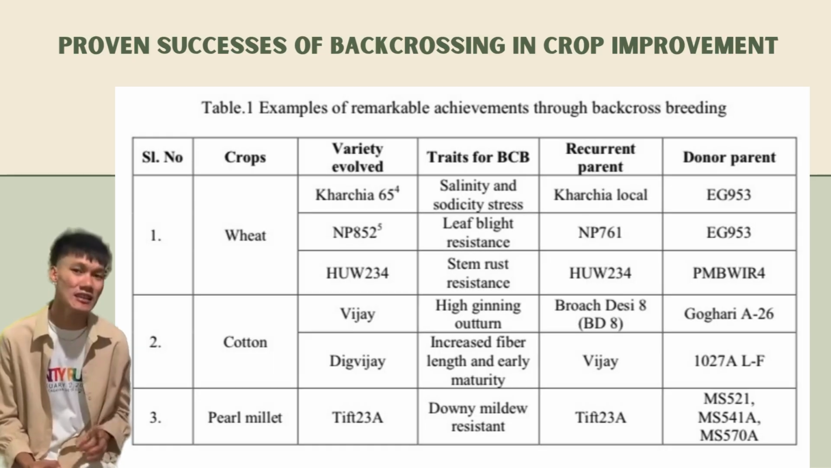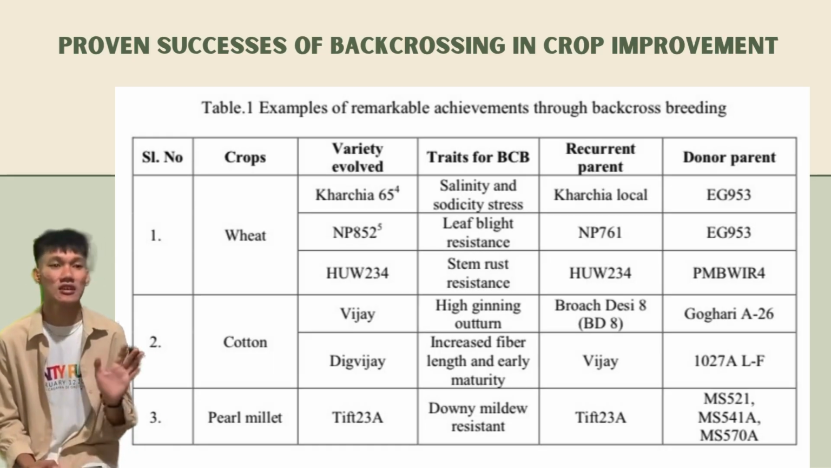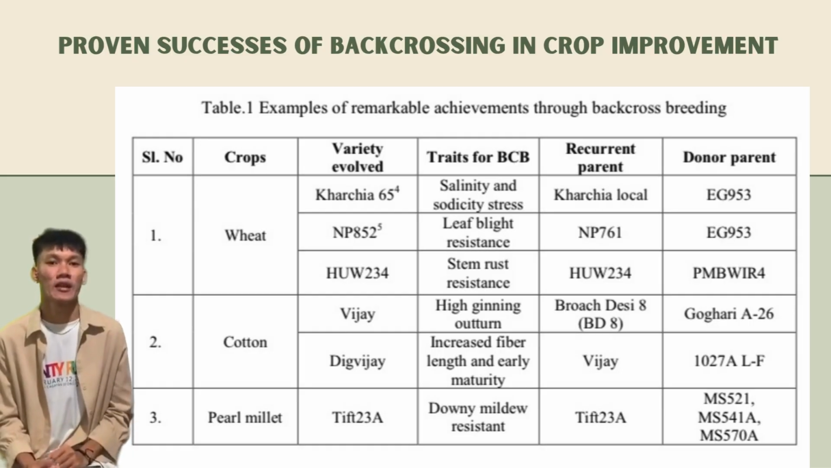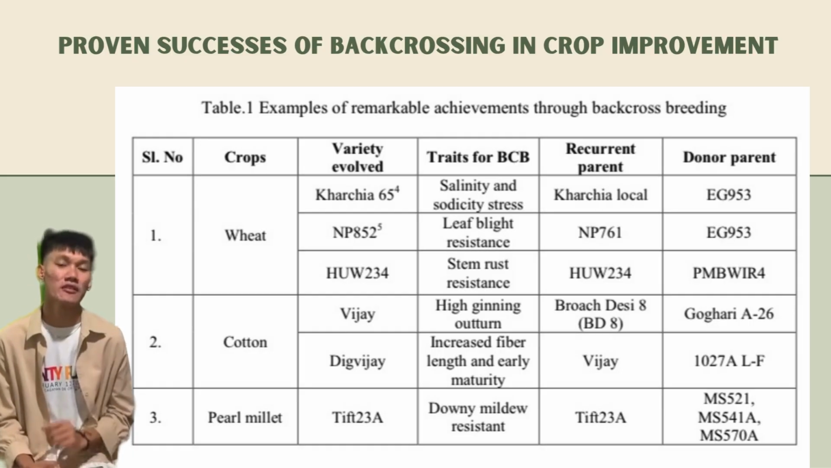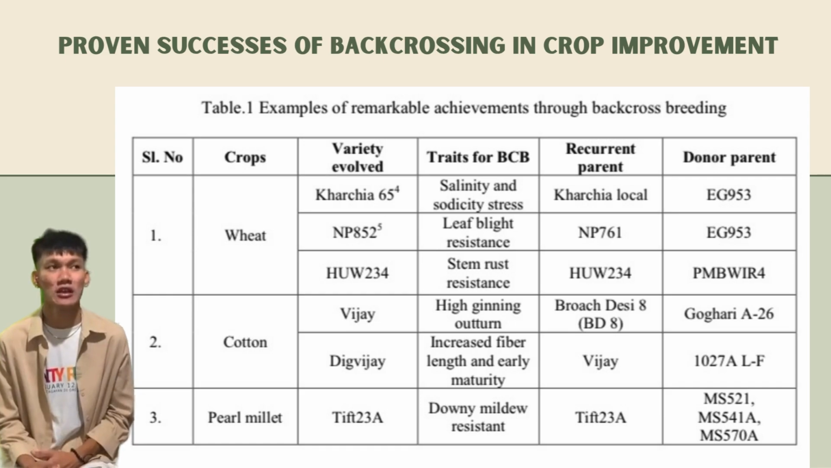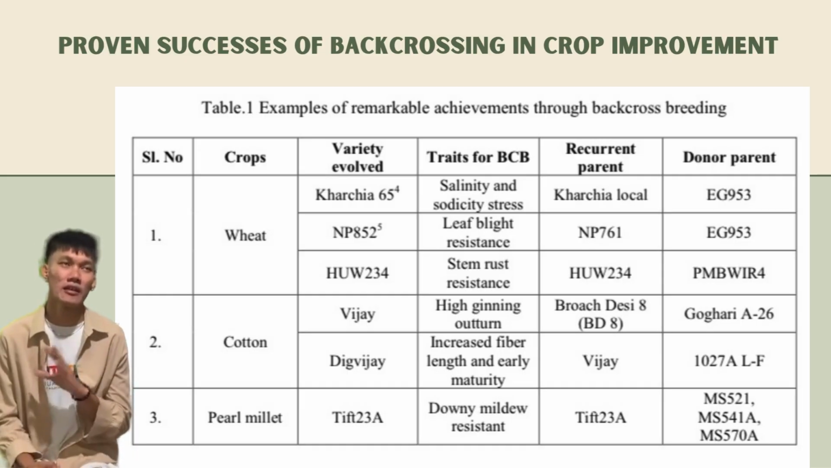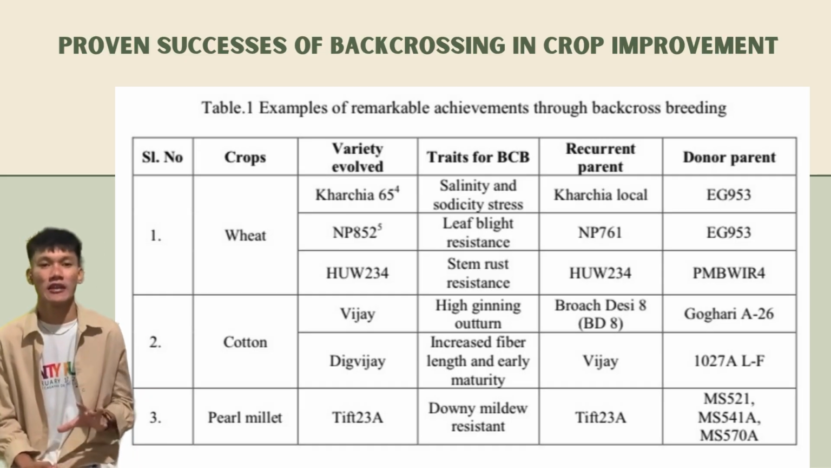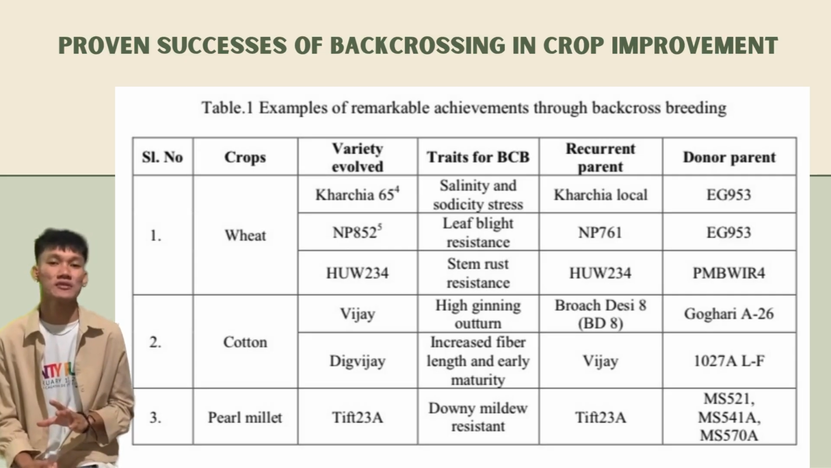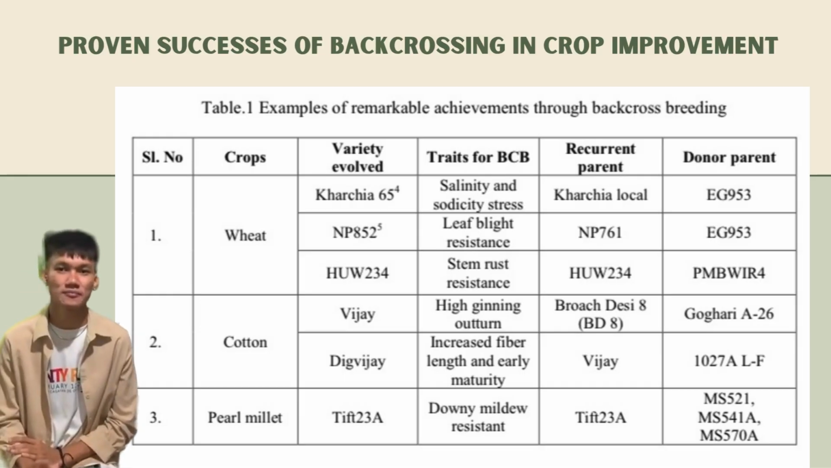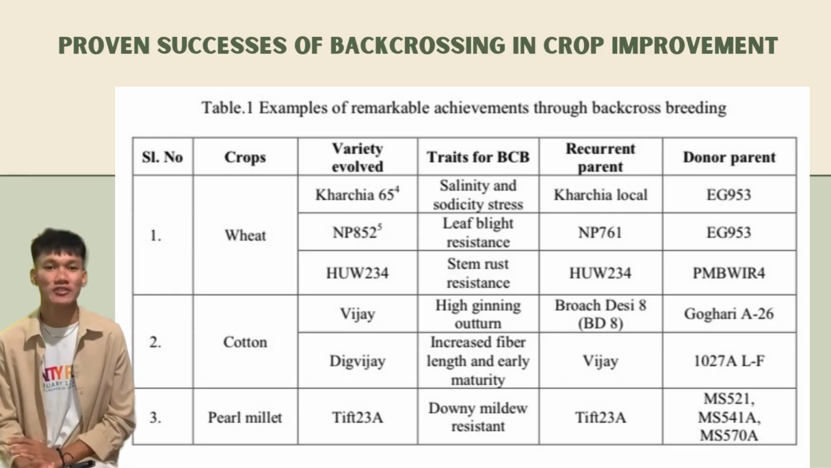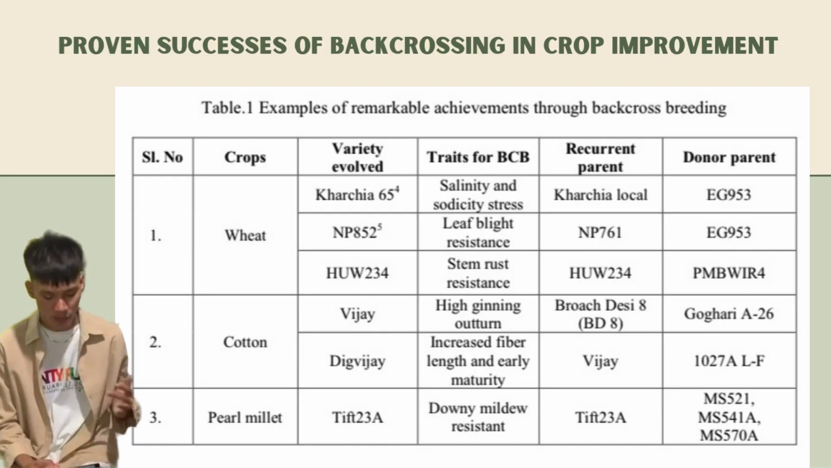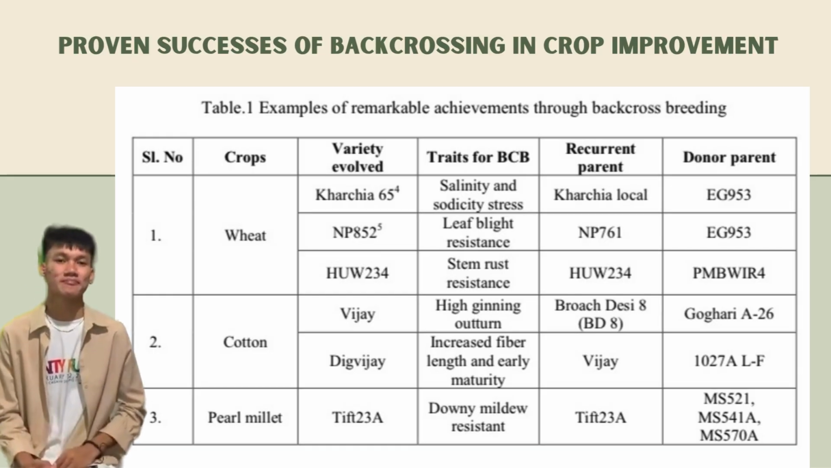For example, salinity tolerance, leaf blight resistance. Next is the recurrent parent. The recurrent parent is the variety that has been protected, where the background is kept. And the donor parent is the source of the desired trait. So for the achievements in Table 1, examples of remarkable achievements through backcross breeding.